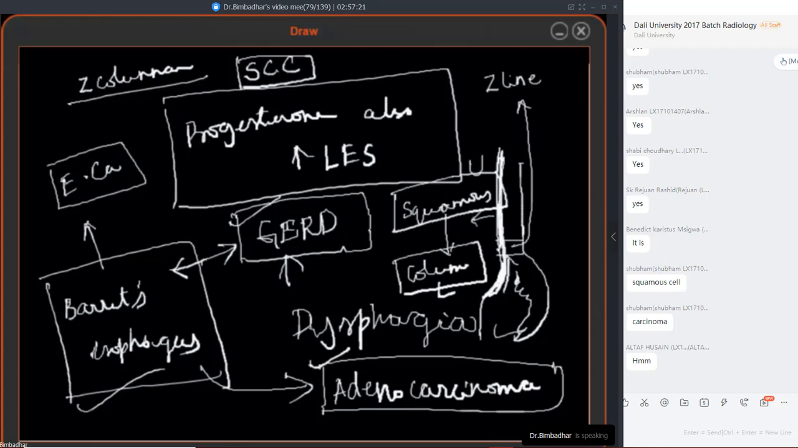Now, let me ask you again a simple logical question, and I think you should be able to answer this one so fast. Okay, what is the most common type of cancer that is present in the upper parts of the esophagus?